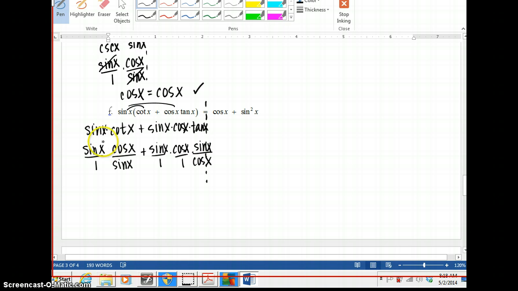Now let me start canceling. Sine on the top, sine on the bottom. I'm left with cosine of x plus, cosine on the top cancels with the cosine on the bottom. When I multiply what's left, sine times sine gives me sine squared of x. When I look at the expression on the right hand side, that's exactly what I've ended up with. So we proved the equation to be true.